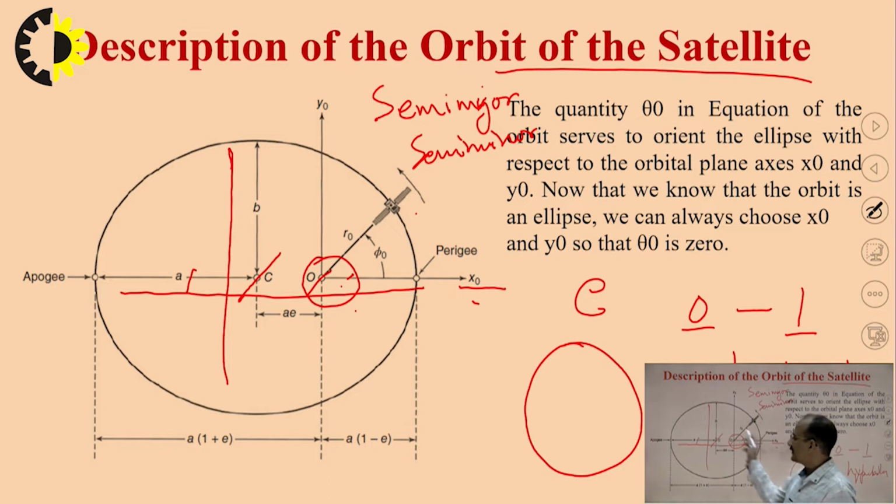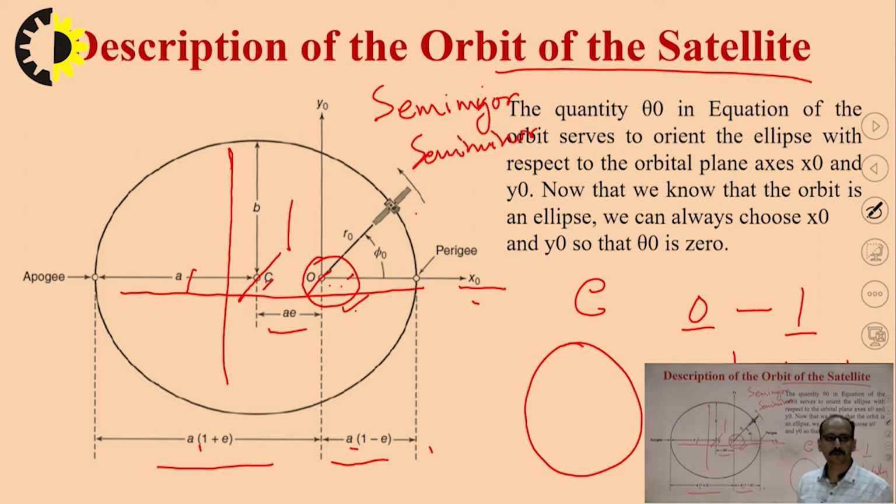As per these equations and values, you can find here that C and O mean this is the focus, this is the center of the ellipse, and the distance between them is ae. The values of these axes are a(1+e) and a(1-e). These two positions are coming here. Which are those positions? Perigee and apogee.